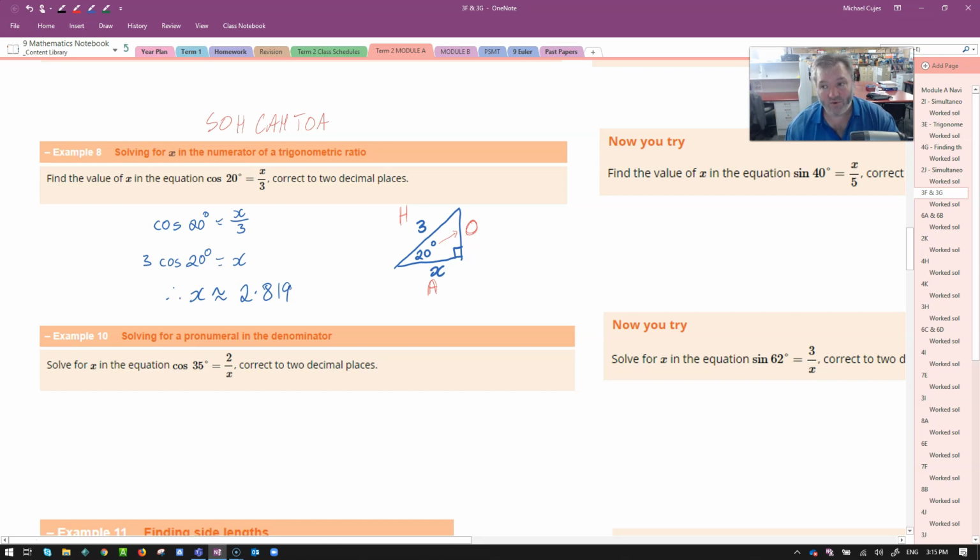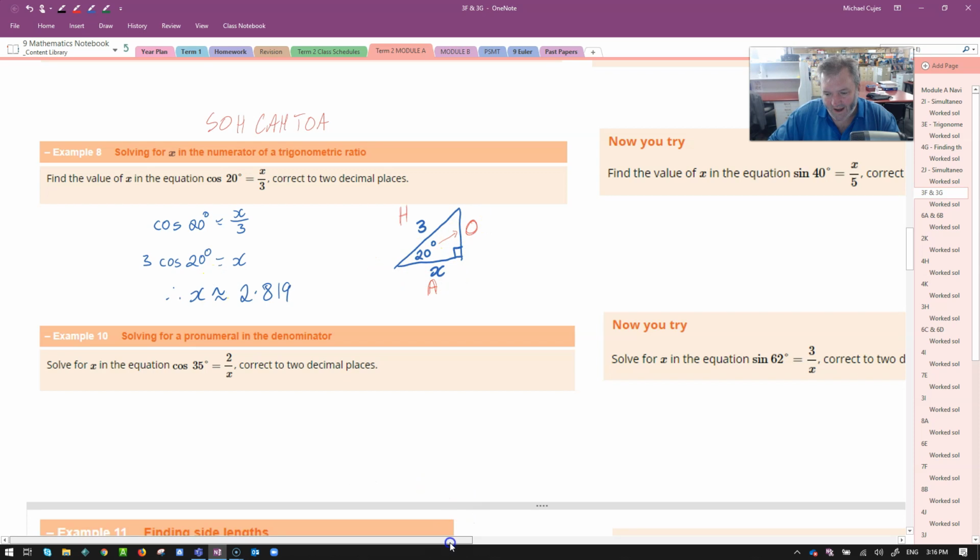Now there were no units there. Does that seem reasonable? It's always a good idea to check if your answer is reasonable. It might be a clue that you're in the wrong mode on your calculator. Well, it's got to be less than 3. I know that. And it's going to be bigger than this opposite side, so it's probably got to be fairly close to 3, because it's going to be opposite an angle of 70 degrees. Yeah, I think that seems pretty good to me.